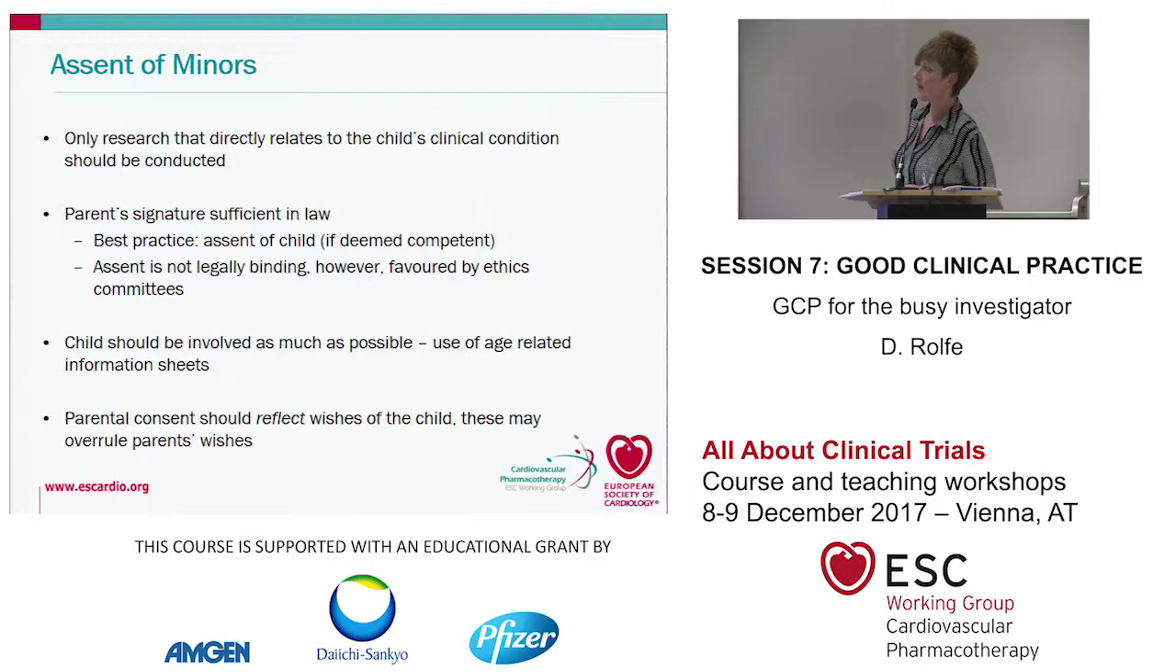Parental consent should reflect the wishes of a child. However, these may actually overrule the parent's wishes. And where you've got a child that, in this modern age where two parents don't live together, it's always best to get the consent from both parents for inclusion in the study. Otherwise, you might be best advised not to include them in the study, because you could end up in a court of law having to describe why the parents' wishes that didn't want them included were overruled.